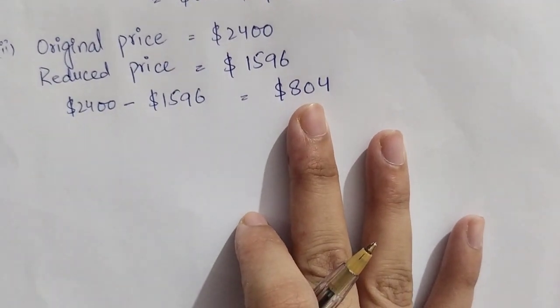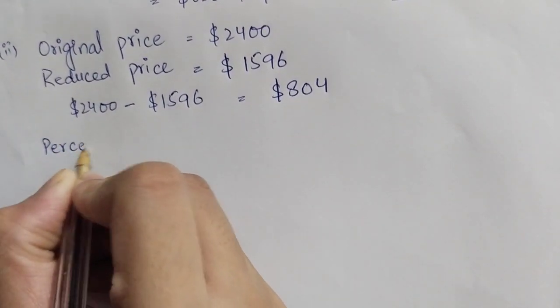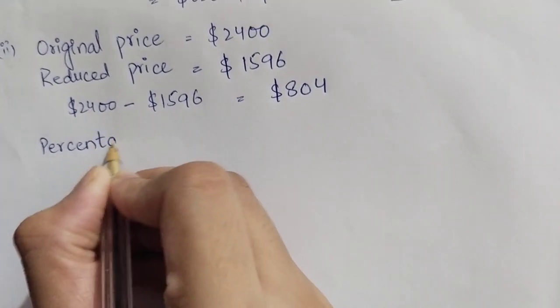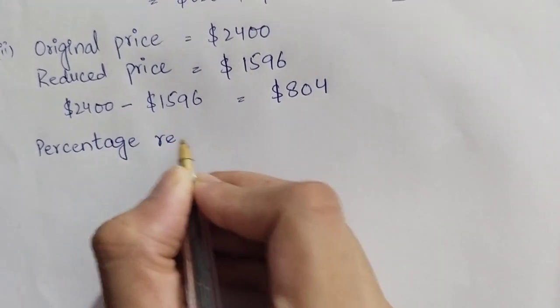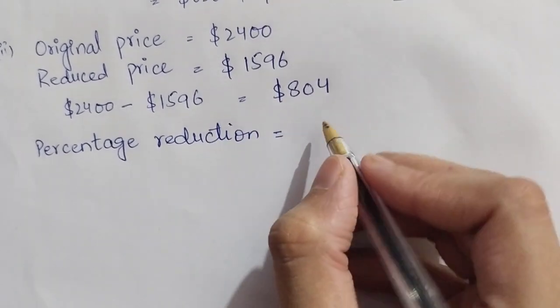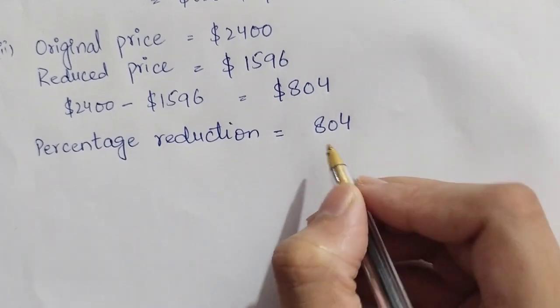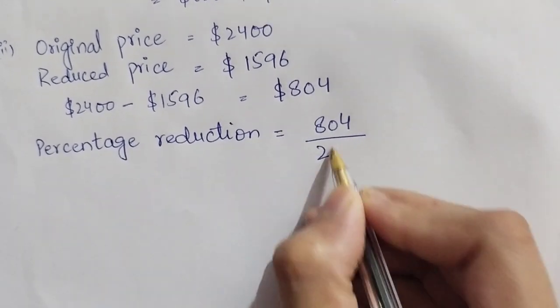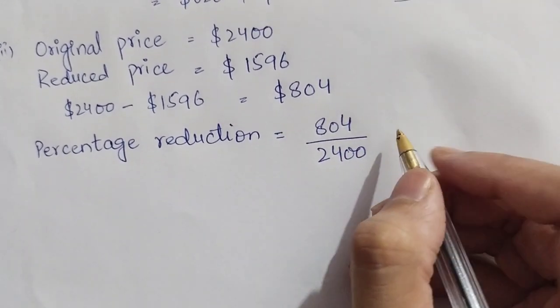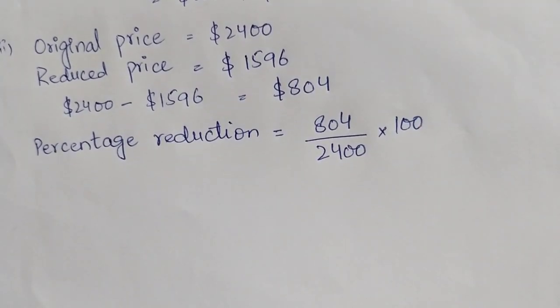Now you have to calculate the percentage reduction. Percentage reduction is equal to the price which reduced, 804, divided by the original amount 2,400, and you have to calculate the percentage, so multiply it by 100 to get the answer in percentage form. This is the percentage reduction. How can you calculate it?